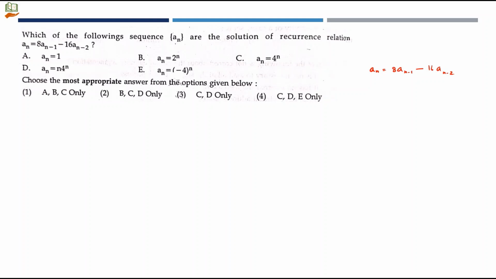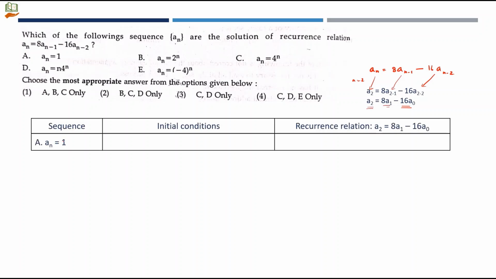Now substitute n is equal to 2 here. This will become A2. N minus 1 will become 2 minus 1. N minus 2 will become 2 minus 2. From here we get A2 is equal to 8 into A1 minus 16 into A0. So what we will do is, first we will take the sequence. We will find A0, A1 and A2. We will substitute A0 and A1 in this recurrence relation and check whether we get the right A2 value.